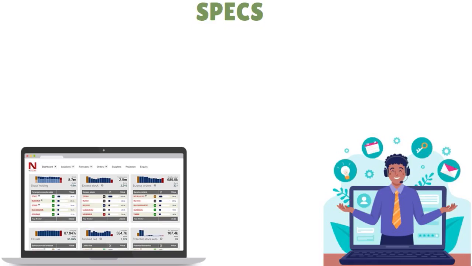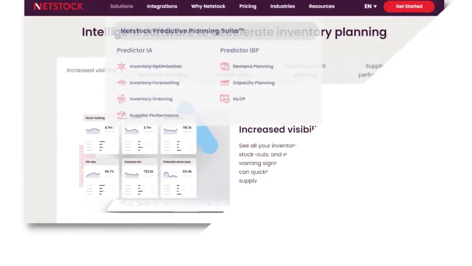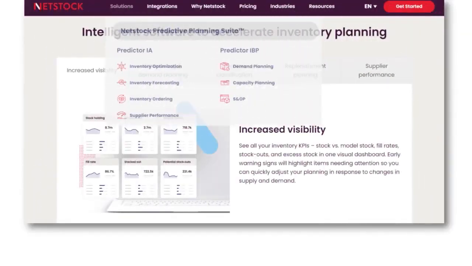So you have a lot of options when it comes to training and support. Documentation is also available online. You have webinars, you have videos, so that's really cool. So the specs there are pretty straightforward in terms of helping you get the gist of the tool and use it to your advantage. One thing we love about Netstock overall is that they are constantly improving their platform. They're constantly bringing to market new capabilities, especially around supply chain planning. Supply chain planning is the core of Netstock right now.